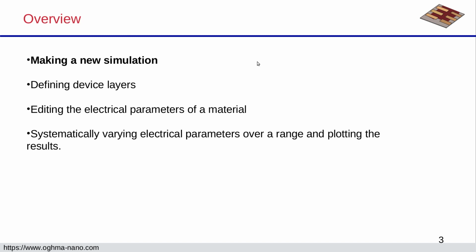In this little talk I'm going to be covering making a new simulation, defining device layers, editing the electrical parameters of the material, and systematically varying parameters over a range and plotting results. This is the type of thing you might want to do if you've got a device and you want to understand how, say, mobility affects it, or how layer thickness affects it, or systematically vary simple parameters.